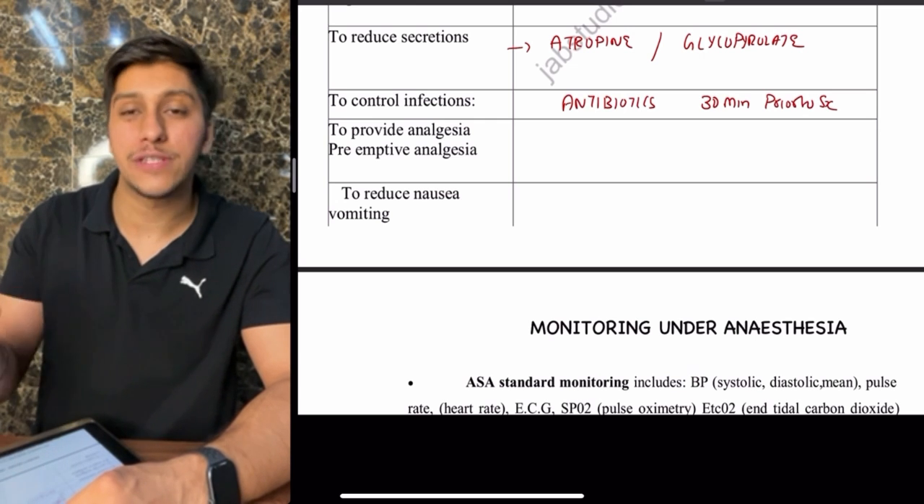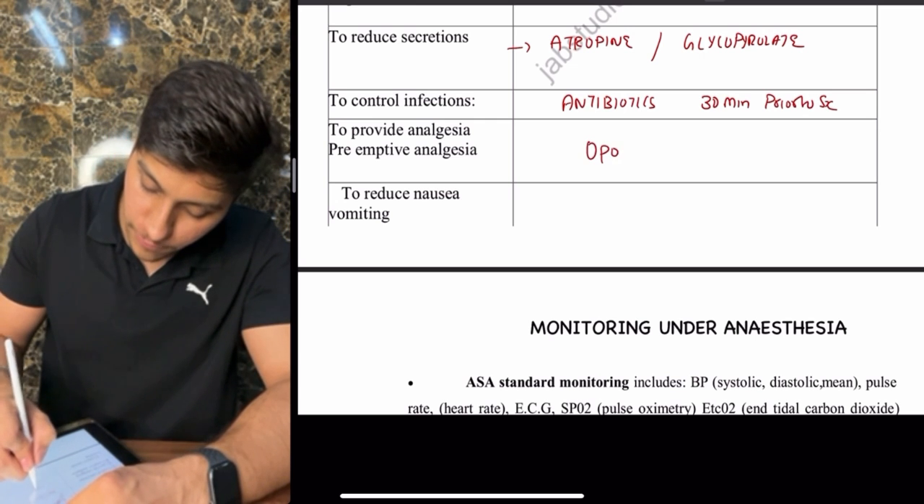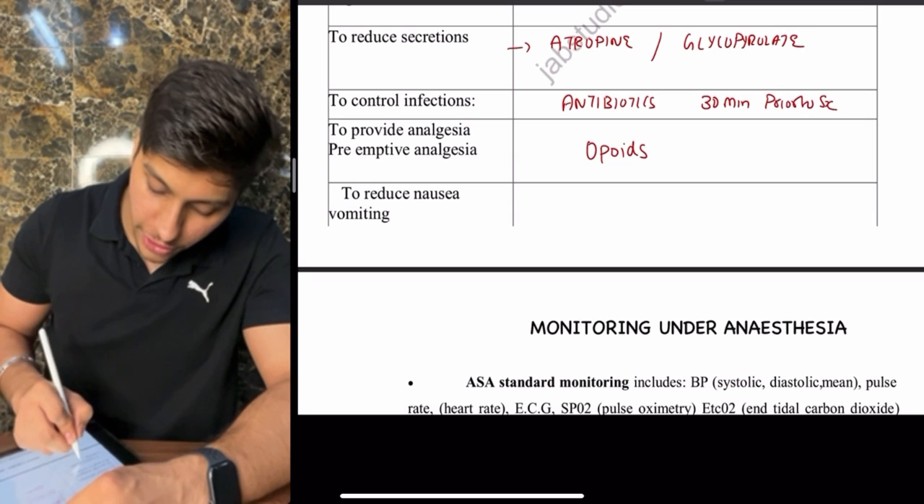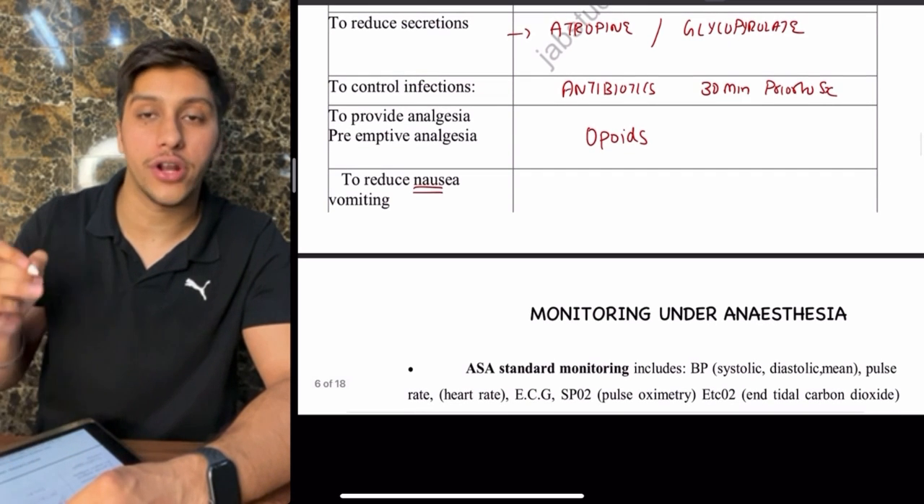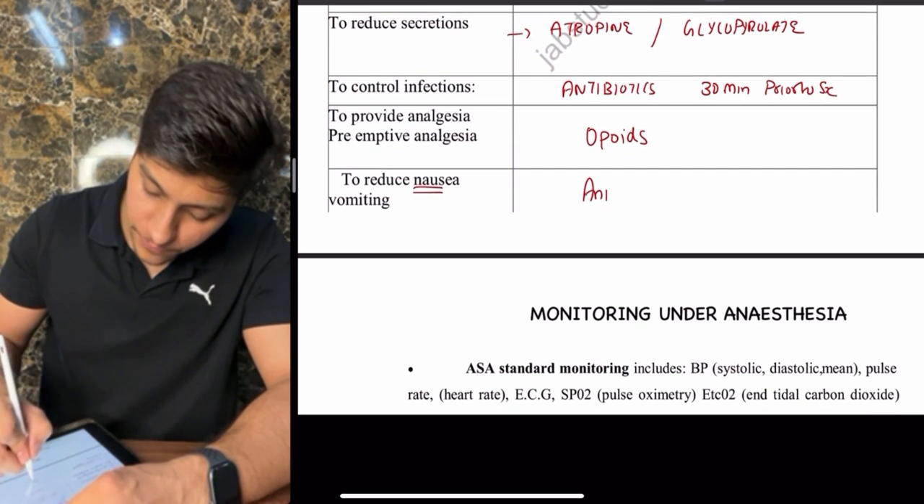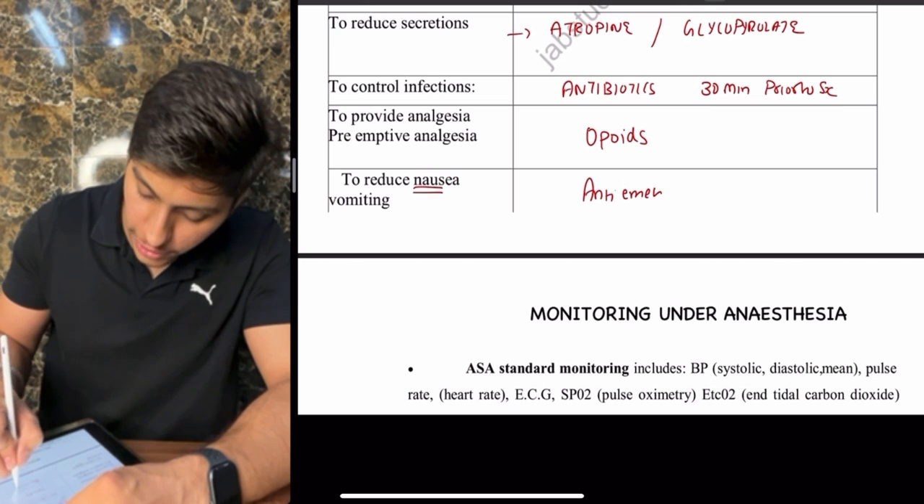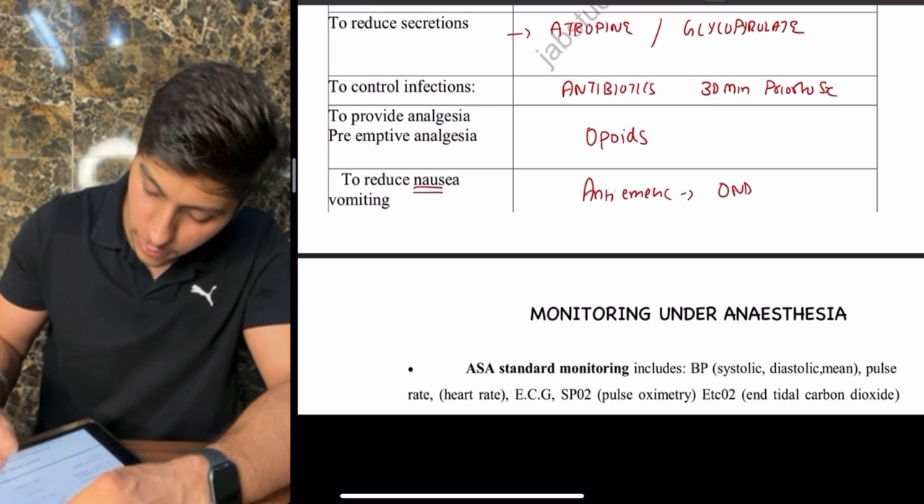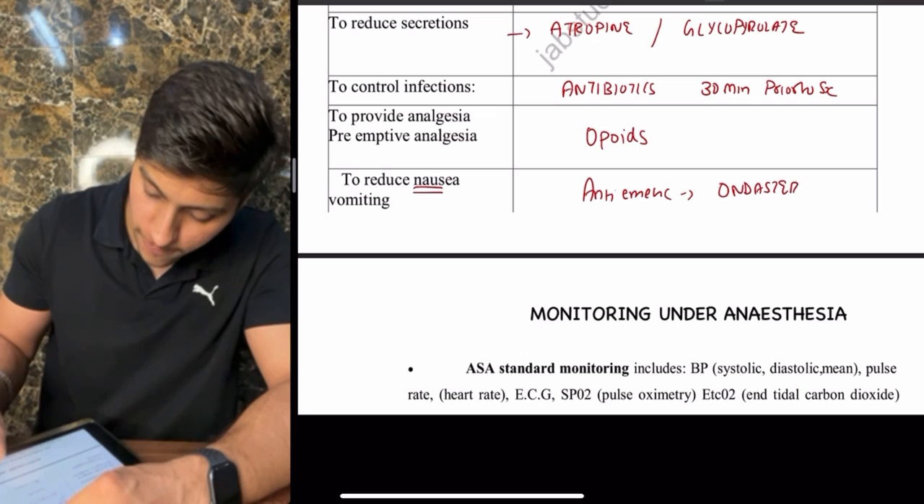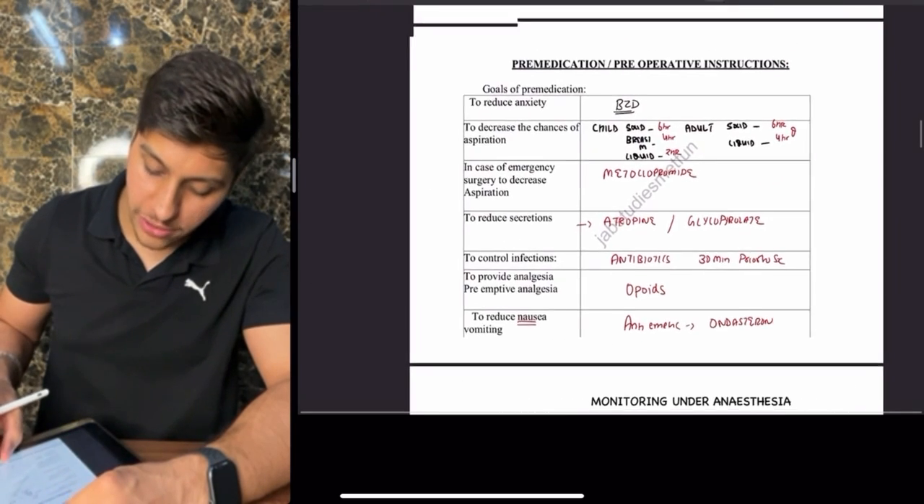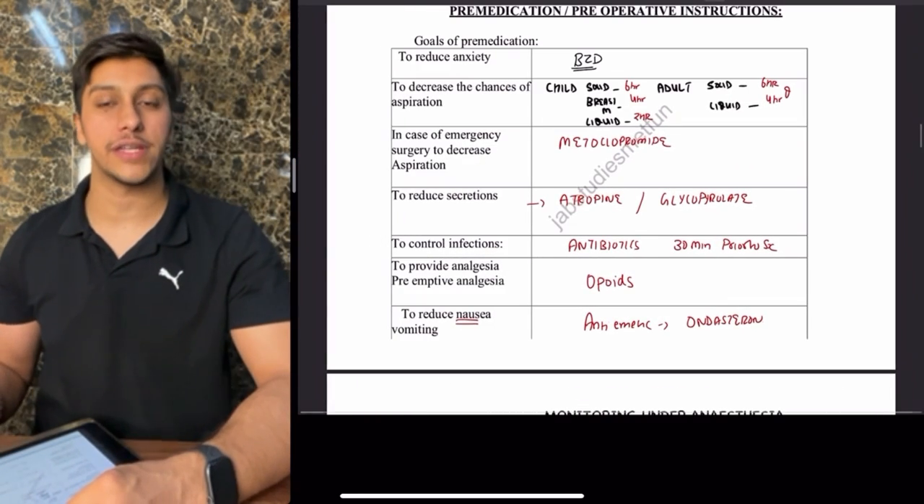To provide analgesia, which means painkillers, you are going to give opioids. And to reduce nausea, what is the drug of choice? That is going to be an antiemetic. And which antiemetic? We're going to give ondansetron. Okay. Make sure you guys know these topics because these have been asked previously in the exam with respect to anesthesia.